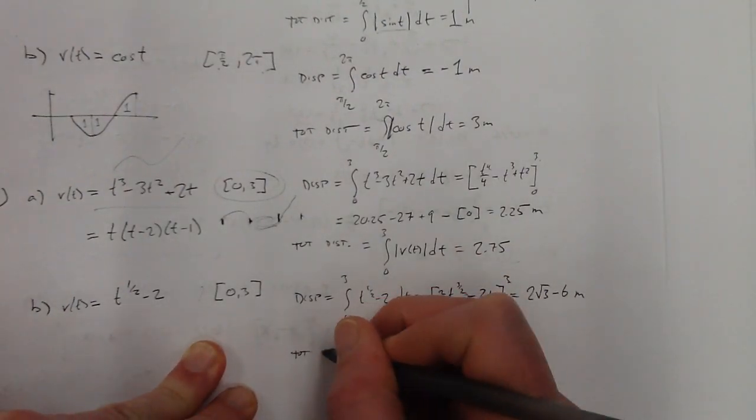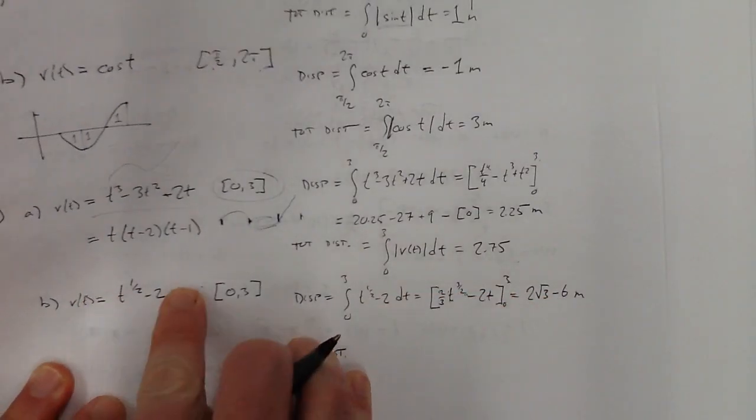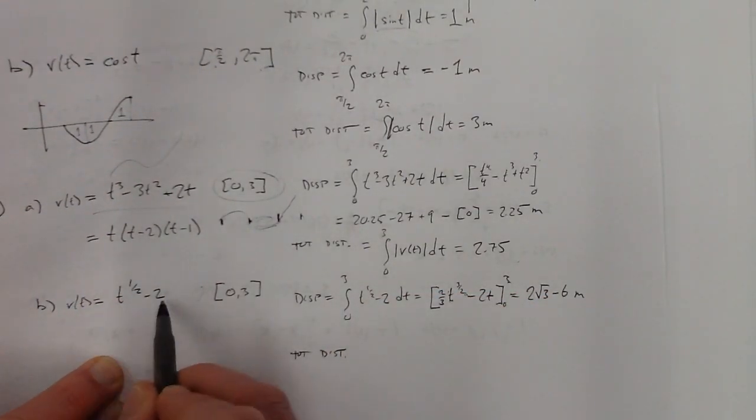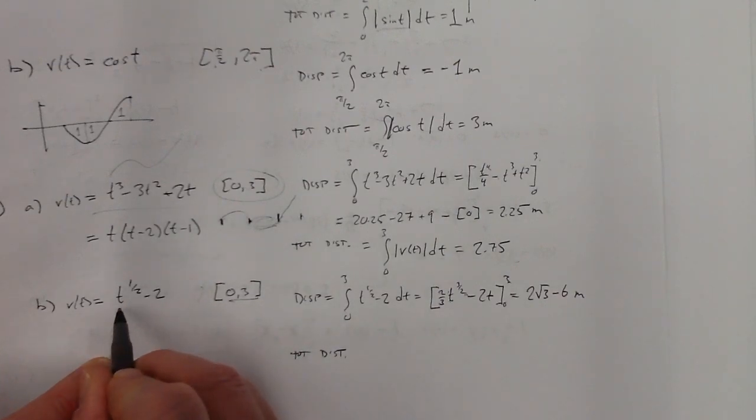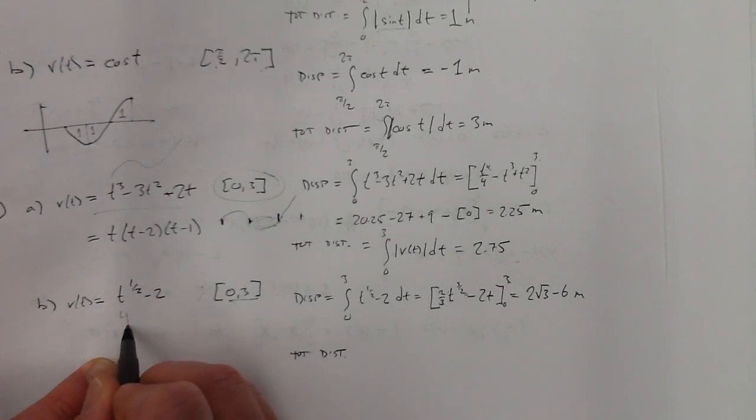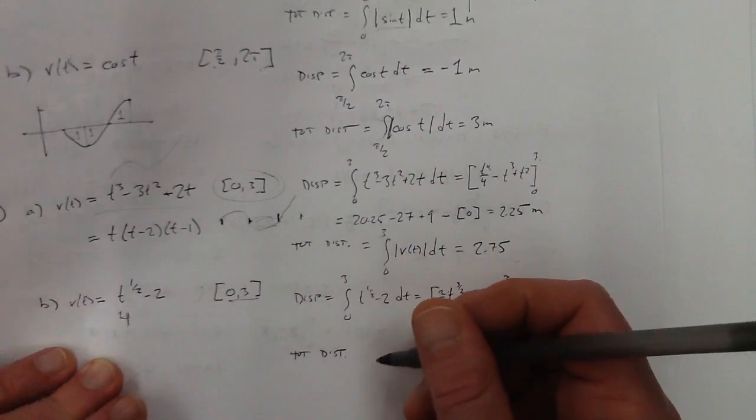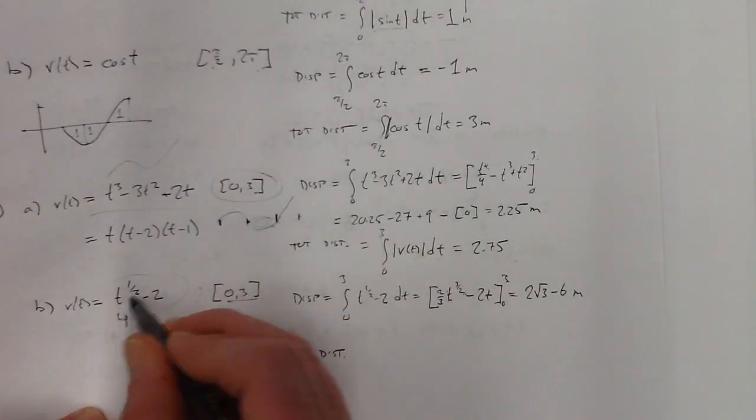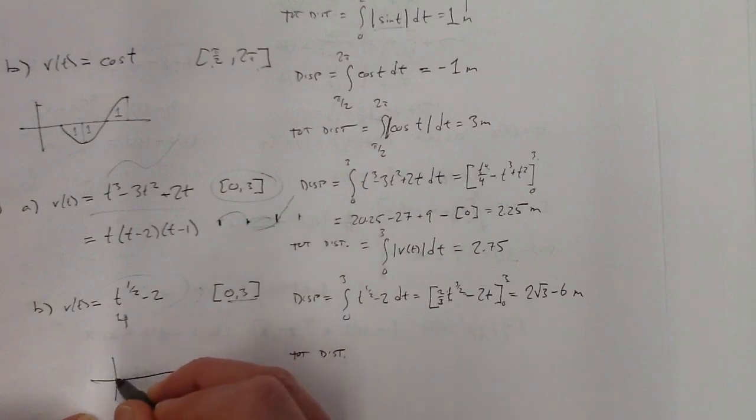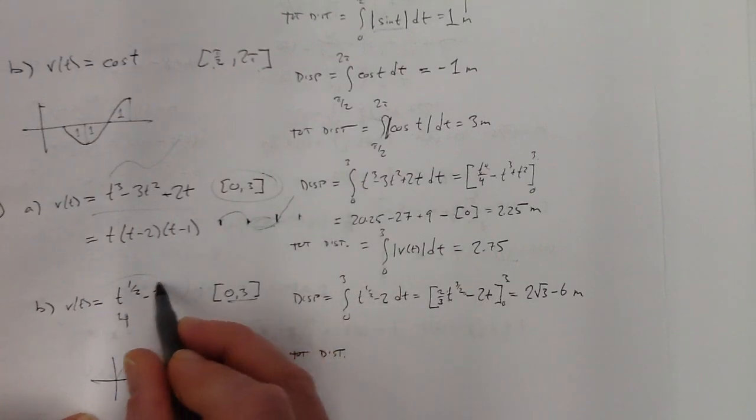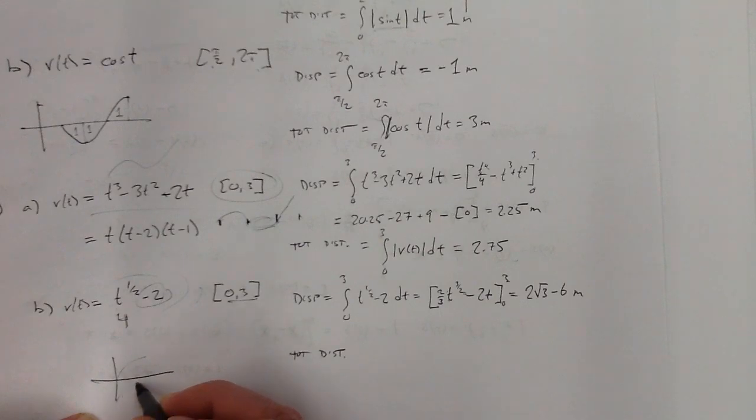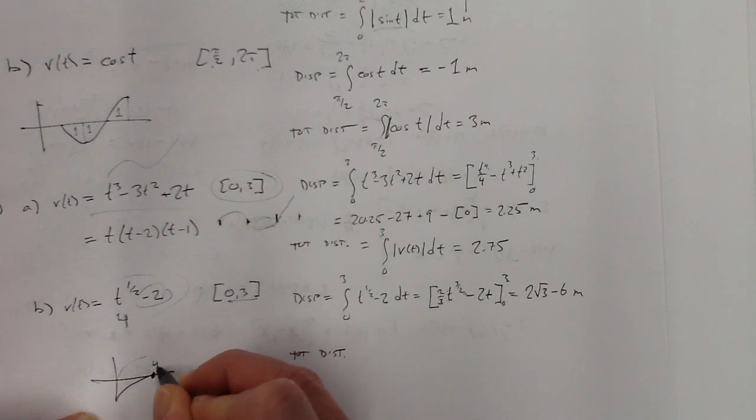And then total distance. Does this have any zeros in between 0 and 3? I don't think that it does. I think the zero is just at 4, right? So the total distance, well, what does this look like? That's the square root function, which looks like this, but dropped by 2 units. So like this, and it doesn't get to 0 until this gets to 4.